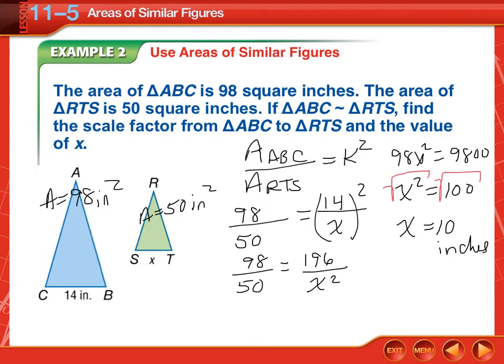So the missing side length here, ST, equals 10 inches. And the scale factor, we were asked to find the scale factor from ABC to RTS, is going to be 14 to 10 that we just solved for, and we can reduce that to 7/5.